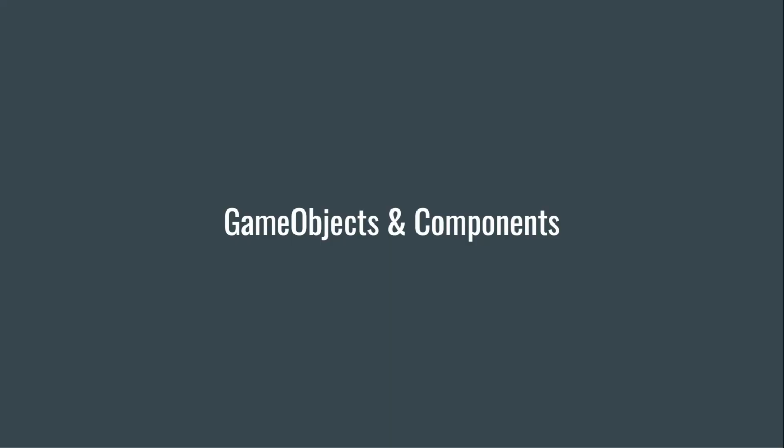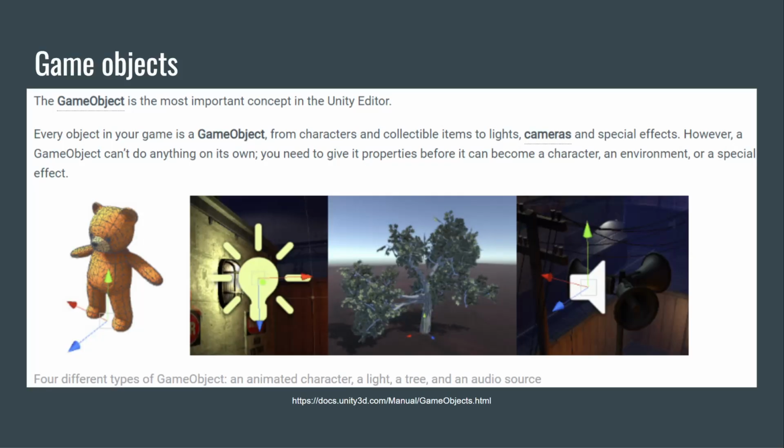So what are game objects in a more formal definition? You can read it here. It's an object in your game. That's all. Sometimes you can see it, sometimes you can't see it. It's just an object in your game. This is how you make your game basically. Everything in your game would be a game object.